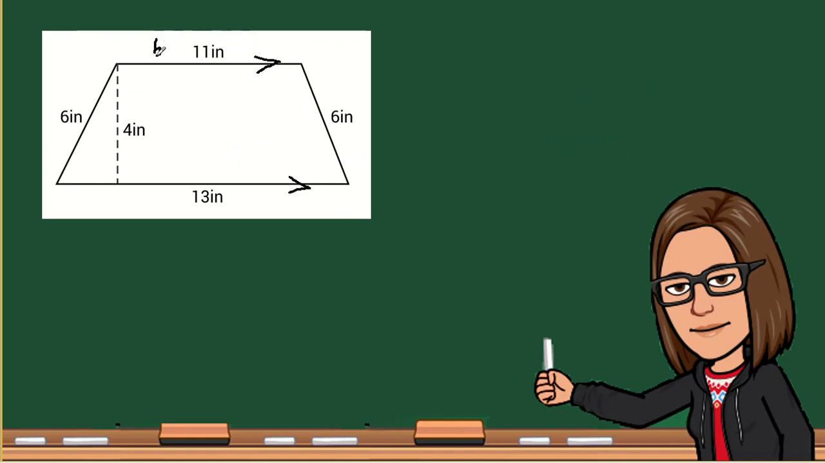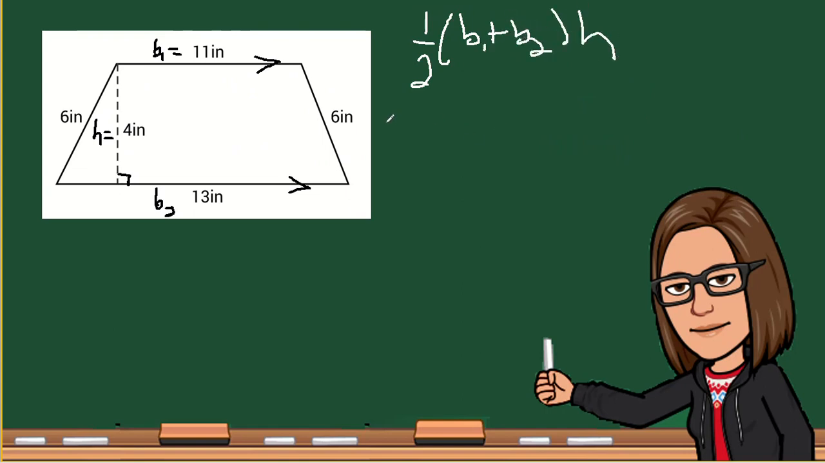So this would be like my b small 1, base 1, b2. And then I have to decide what my height is. Well, this dotted line makes the perpendicular length, so this is going to be my height of 4. So now I'm going to put it into my formula. And just like I said before, I like to write down my formula just so I don't forget it. So 1/2 b1 plus b2 times my height.